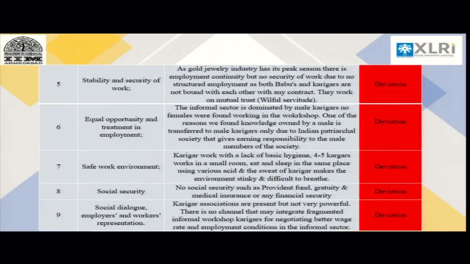The next deviation which we have seen is stability and security of work, as I briefly mentioned before, because work is not coming on a continuous basis when you are tied up with a particular informal workshop. The reason is that this industry is seasonal. And when your employment is not formal or structured, the chances of getting stable and secure work are quite impossible. So therefore, this deviation is there as per the decent work framework.